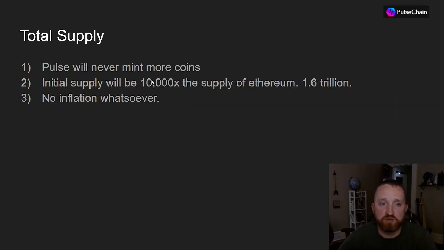Total supply. Pulse will never mint more coins. Initial supply will be 10,000x the supply of Ethereum, around 1.6 trillion. There's no inflation whatsoever.